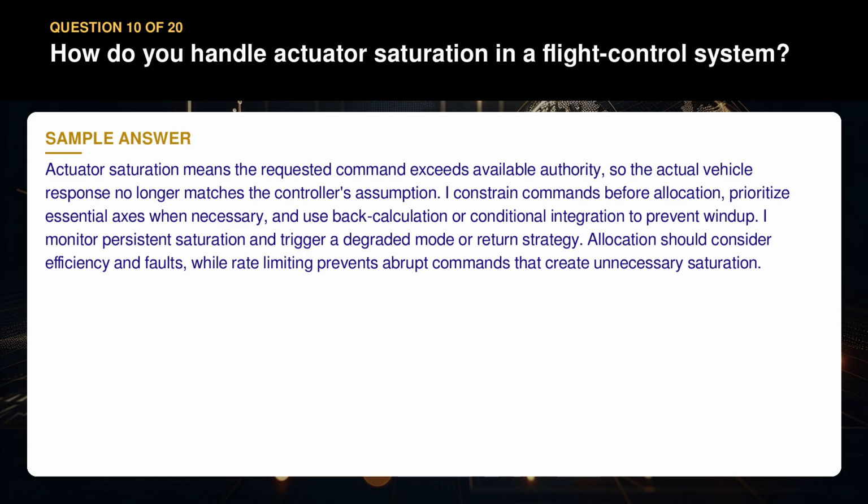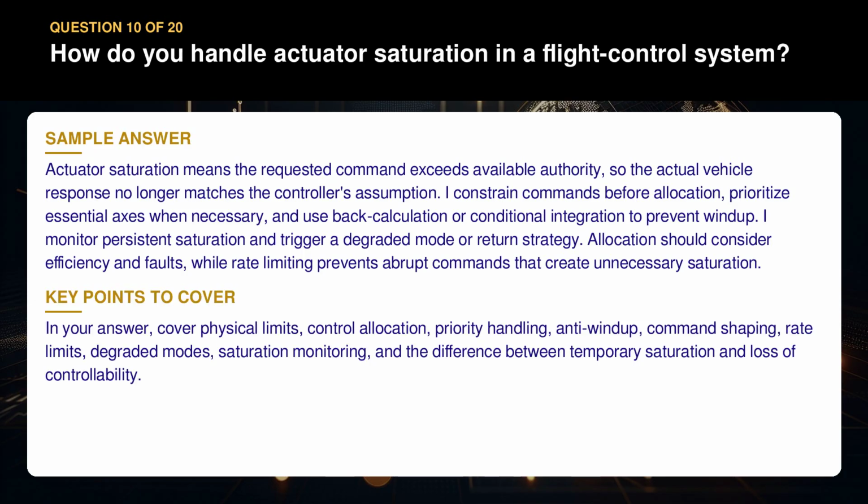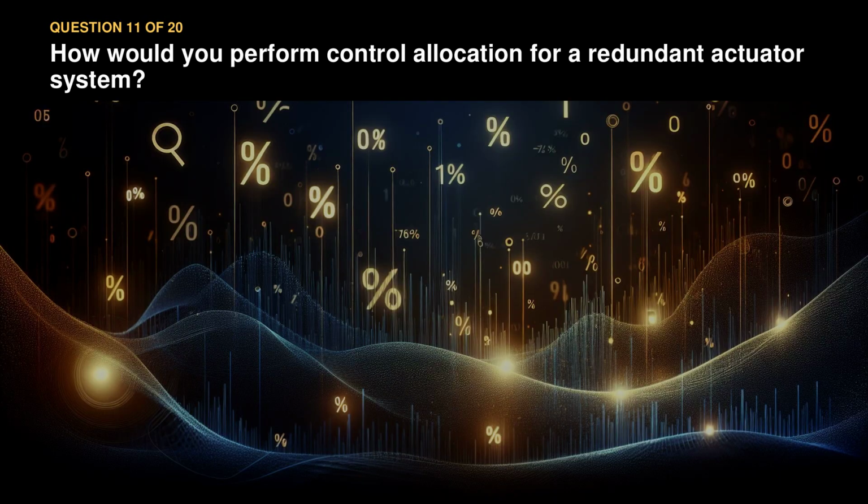Allocation should consider efficiency and faults, while rate limiting prevents abrupt commands that create unnecessary saturation. In your answer, cover physical limits, control allocation, priority handling, anti-windup, command shaping, rate limits, degraded modes, saturation monitoring, and the difference between temporary saturation and loss of controllability. Question 11. How would you perform control allocation for a redundant actuator system?